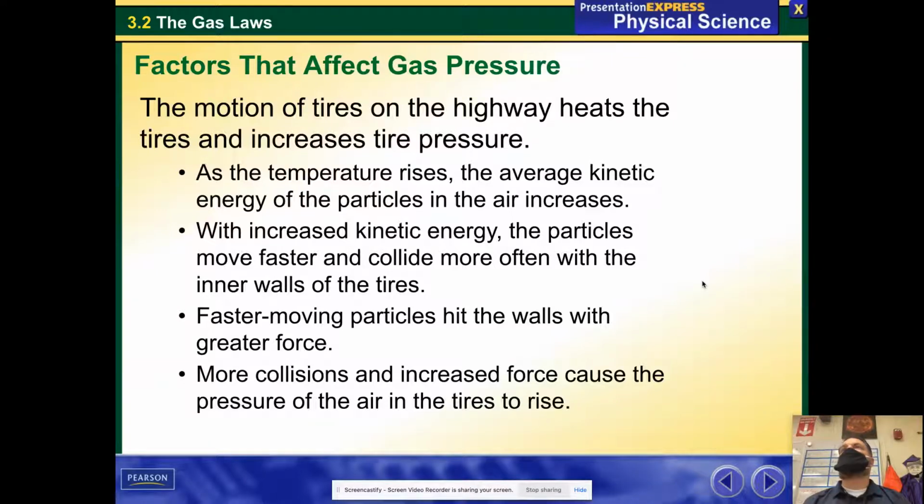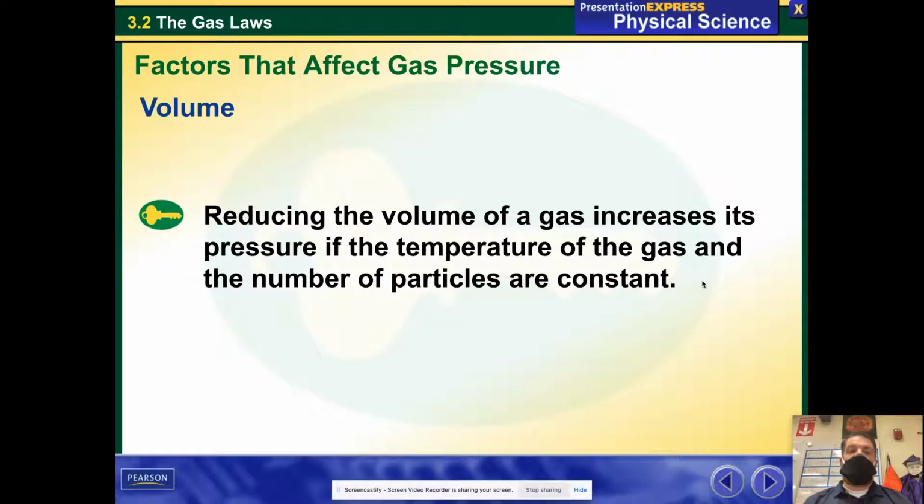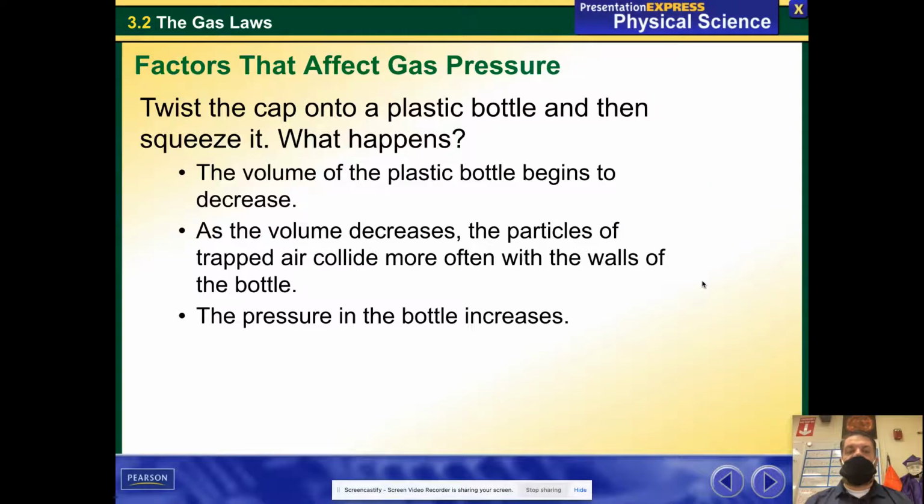Basically, the particles inside of the tire absorb the heat energy, convert it to kinetic energy, and they move faster, and that increases the pressure. So reducing the volume of the gas increases its pressure if the temperature of the gas and the number of particles are constant. Let me read that again because it's a little bit counterintuitive. Reducing the volume of the gas increases the pressure if the temperature of the gas and the number of particles are constant. Let's figure out why.